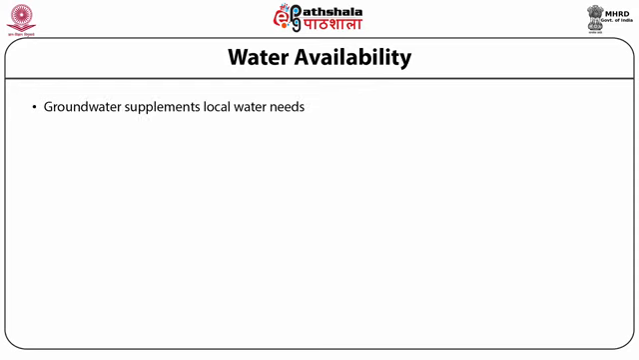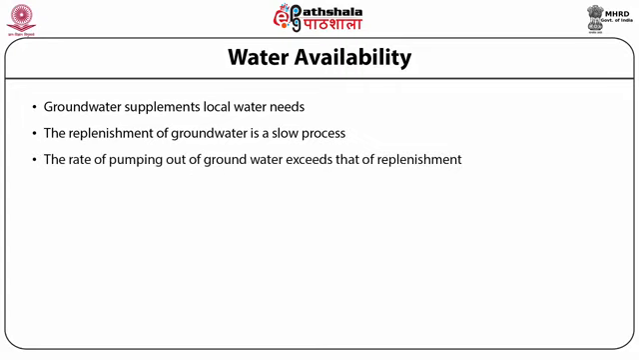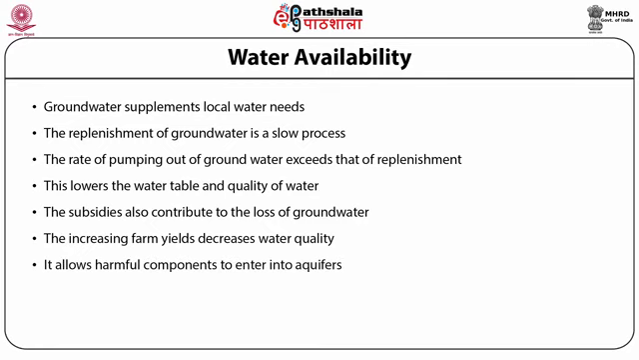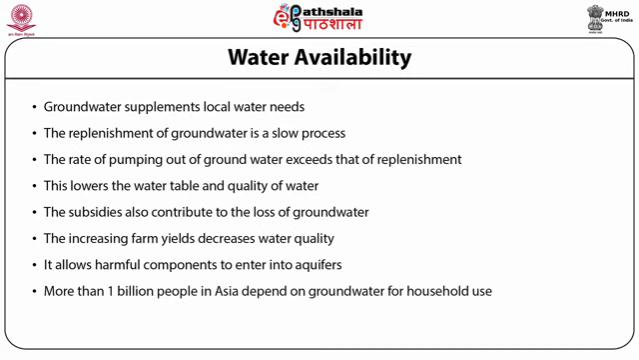Groundwater supplements local water needs. The replenishment of groundwater is a slow process. The rate of pumping out of groundwater exceeds the rate of replenishment. This lowers the water table and the quality of water. Subsidies also contribute to the loss of groundwater. The increasing farm yield decreases water quality. It allows harmful components to enter into aquifers. More than 1 billion people in Asia depend on groundwater for household use.